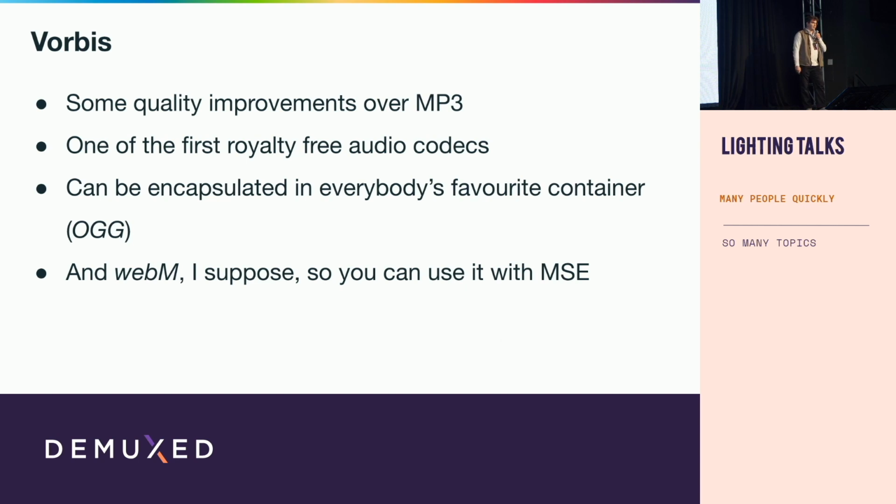Vorbis is the next big codec. It was standardized a bit after MP3, with a lot of improvements, and it's one of the first audio-free codecs. It can be encapsulated in OGG, because everybody uses OGG, and more importantly in WebM, so that you can use it with MSE.